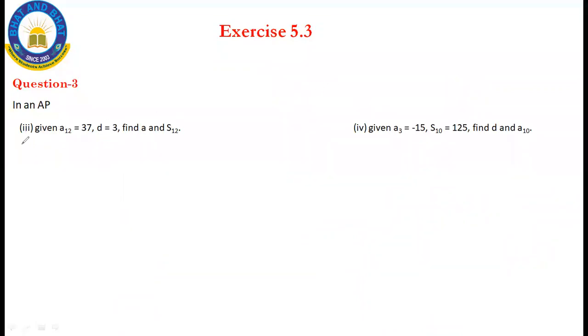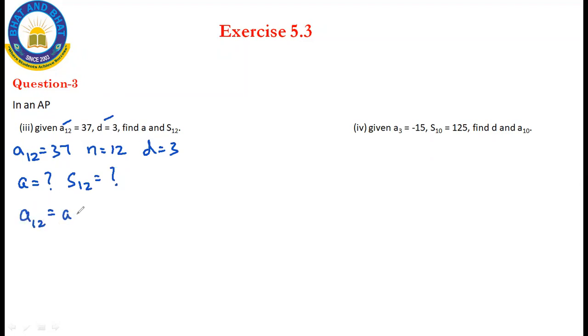So here they have given us a12. a12 is equal to 37, which means n is equal to 12. They have given us d is equal to 3. We have to find out what is the first term. Also, we have to find out the sum of 12 terms. They have given us a12, that is the nth term, the last term. They have given us d. They have asked us to find a, that is the first term, and the sum of 12 terms. So we can use the same formula.